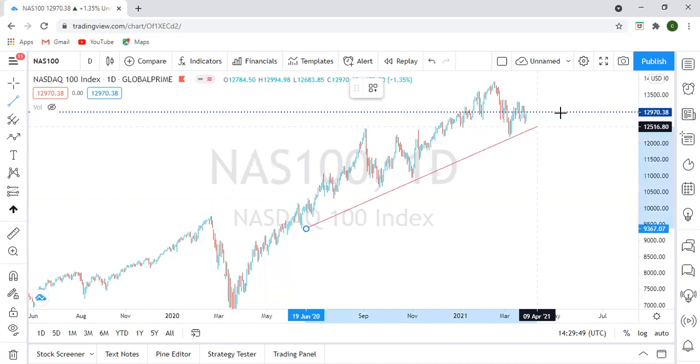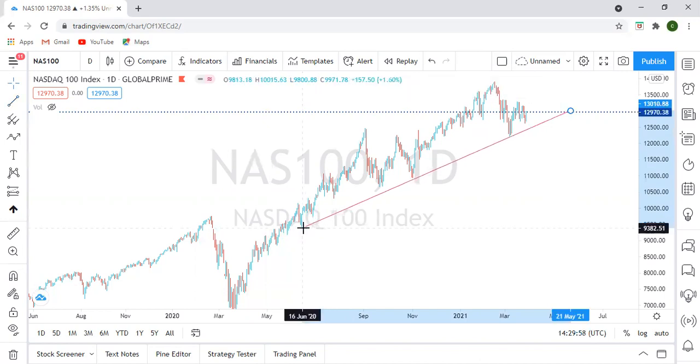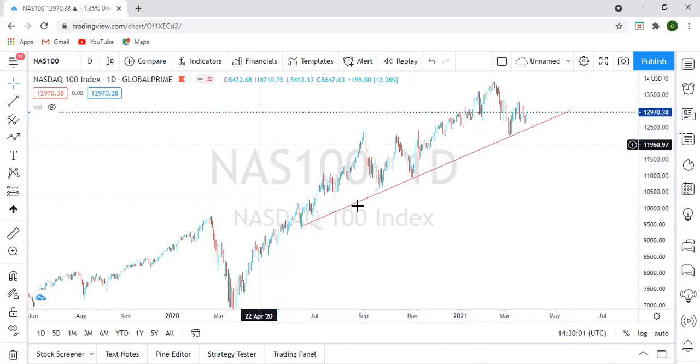Let's adjust this trend. We're gonna take this trend line because you know that Nasdaq is a bullish market. So we have a trend line here which is supporting here, on the daily time frame. This trend line determines that the market right now is pushing up. We are going bullish on Nasdaq. Nasdaq is pushing to the upside.